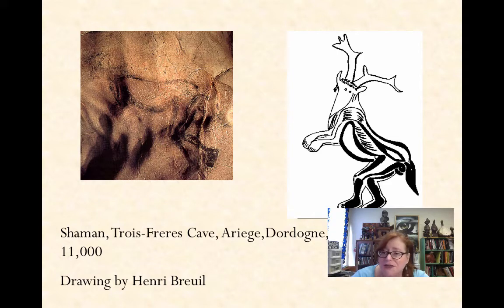A shaman is somebody who in a lot of indigenous cultures works with animals on a spirit plane, so they have animistic beliefs that they can communicate with the other side through animals and so forth. And you can see how the image on the left doesn't quite look like the image on the right. It's almost like Henri Breuil had a fantasy about what he thought this image should look like, so he added a deer head and antlers to it. Yeah, so a lot of people are questioning that now.